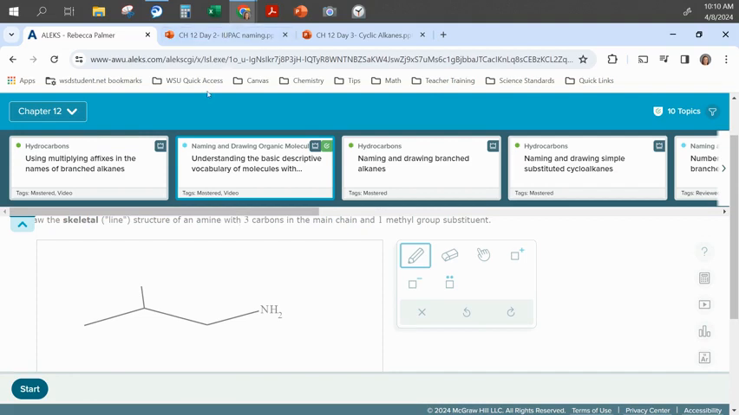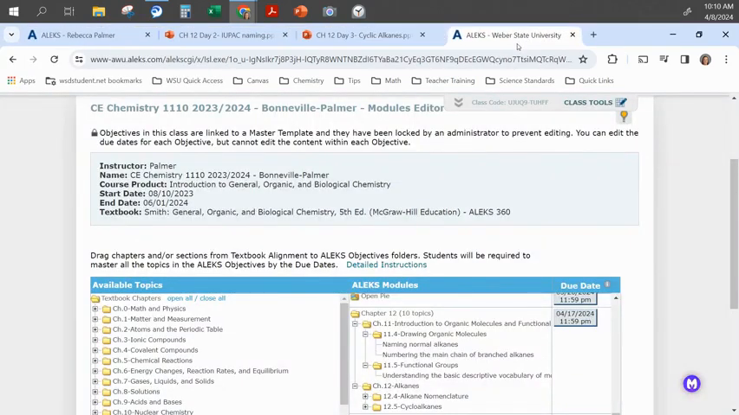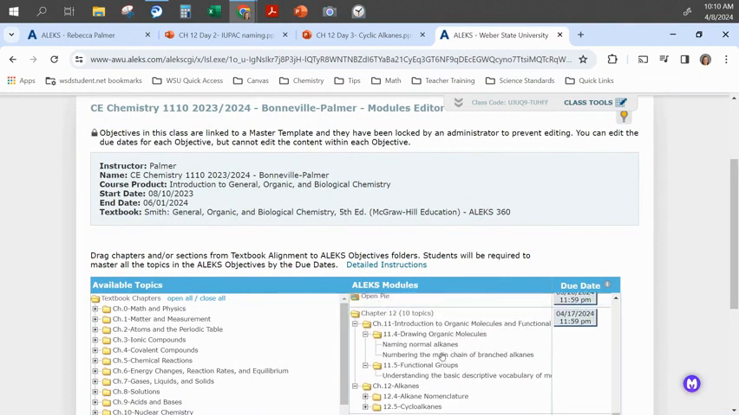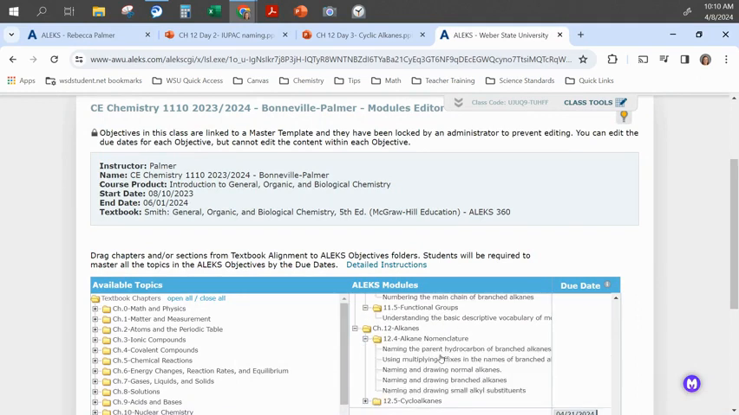Let me find my list of topics so that they're in the right order for you. All right, so we've got this on understanding. We did all these last time. Let's see what else we have. Naming the parent hydrocarbon, we did that.